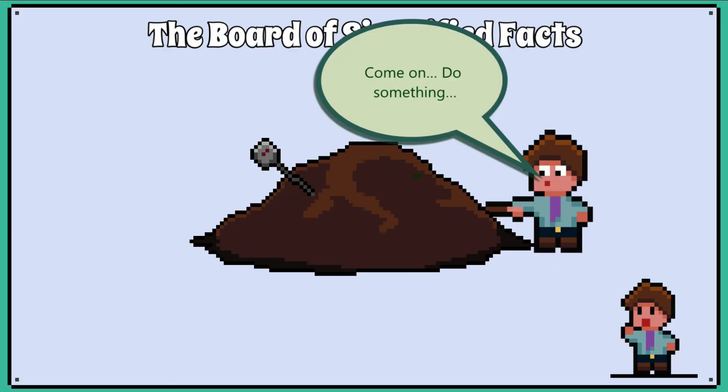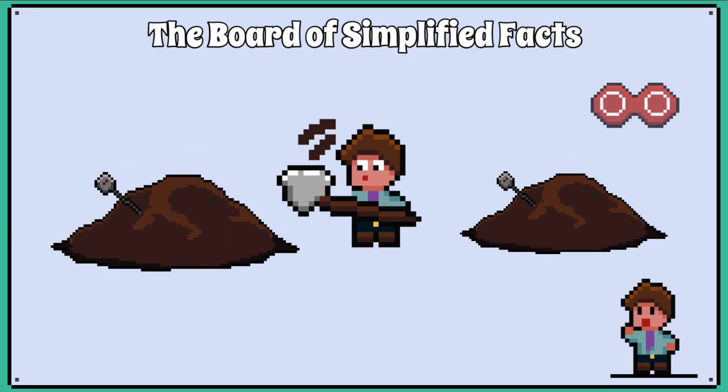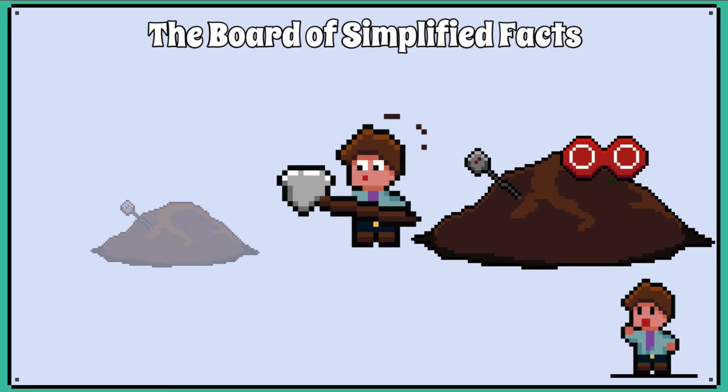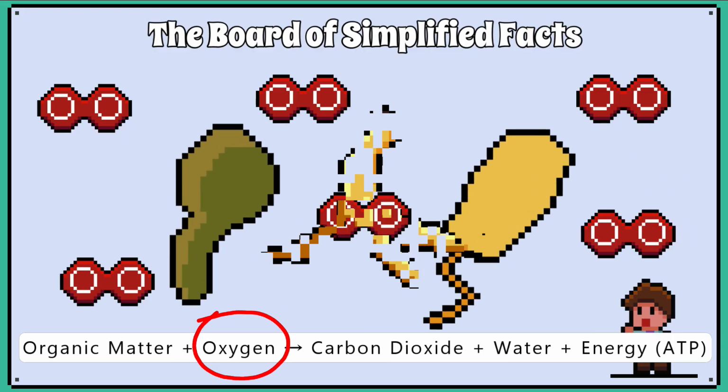When trying to encourage fast decomposition in a compost pile, I personally would turn the pile every week to introduce more fresh oxygen into the pile. The microorganisms need to be aerobically respiring, as it is a faster process and breaks down organic matter quicker.